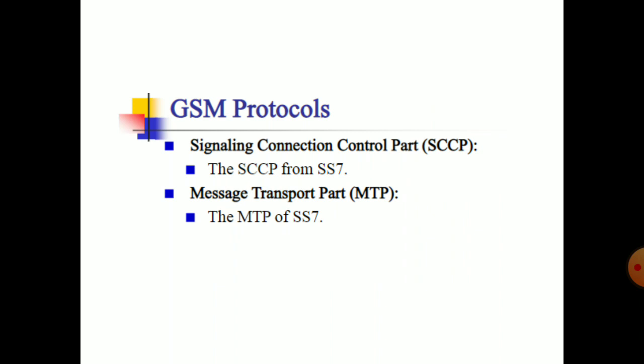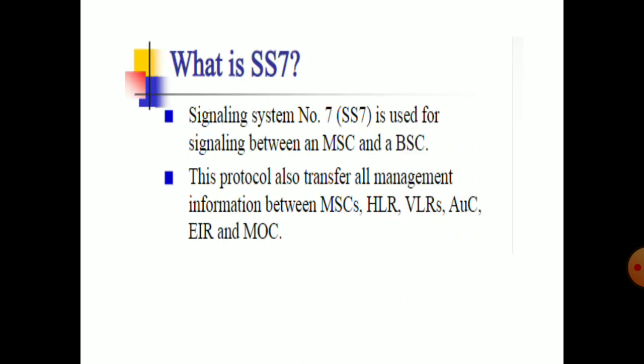One other protocol we are using is the signaling connection control part, SCCP, and the message transfer part, MTP, of SS7. Why are we using it, and what is SS7? SS7 is Signaling System Number 7. It is mainly used for signaling to establish connections between the mobile switching center and the base station controller. This protocol also transfers all management information between the MSCs, HLRs, VLRs, and authentication centers and so on.